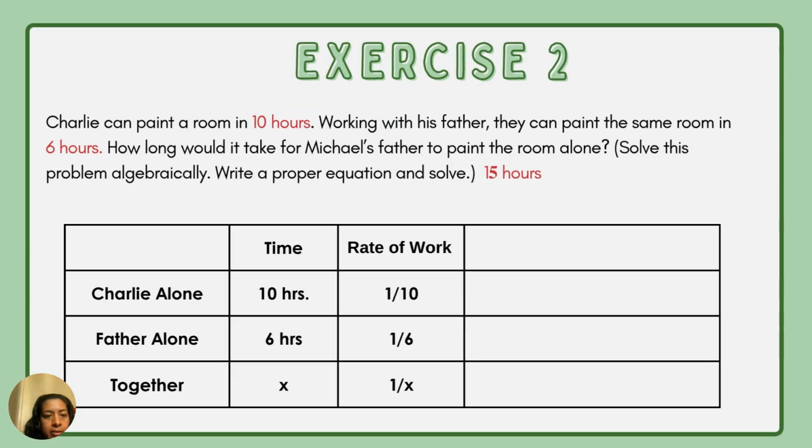For the second exercise, we have Charlie can paint a room in 10 hours by himself. And working with his father, he can paint the same room in 6 hours. How long will it take for Charlie's father to paint the room alone? So first I grab my information and I put it in the box. So Charlie alone can do it in 10 hours. The rate of work is 1 over 10.